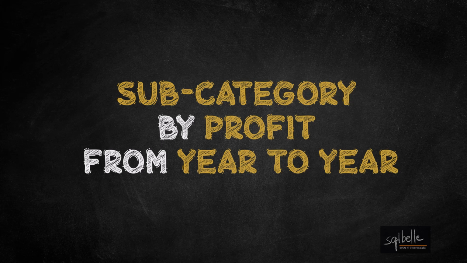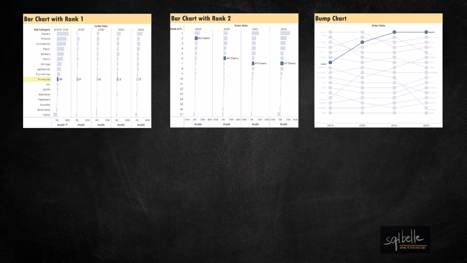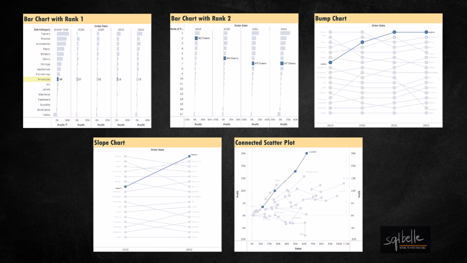To show rank changes, we will use a few charts. There's bar charts, bump chart, slope chart, and connected scatter plot. I've added chapters in the description below if you want to jump to a specific section.